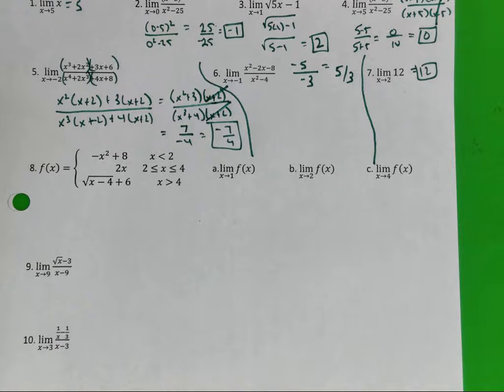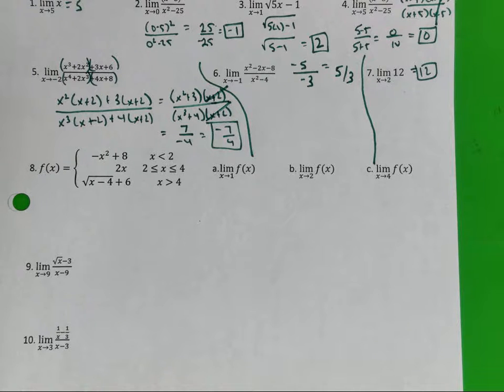Since I can cancel these two out right there, is that removable or infinite? Removable, because didn't I remove the situation? What type of discontinuity is this an example of? I'm about to jump if you don't pay attention. What type of discontinuity is this, class? Jump. Okay, now, so here we go.